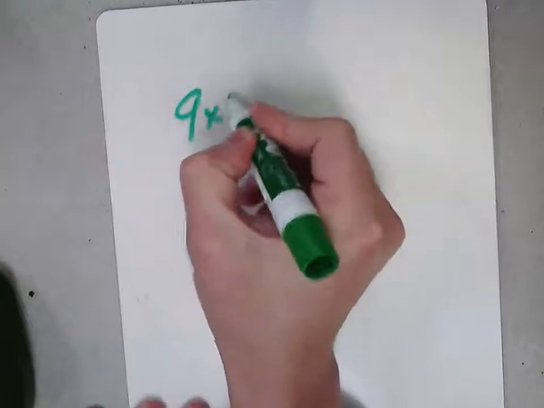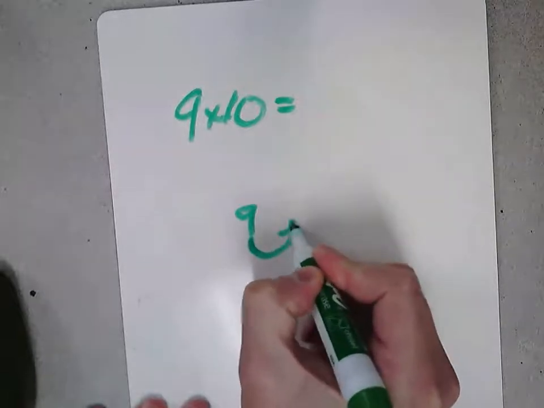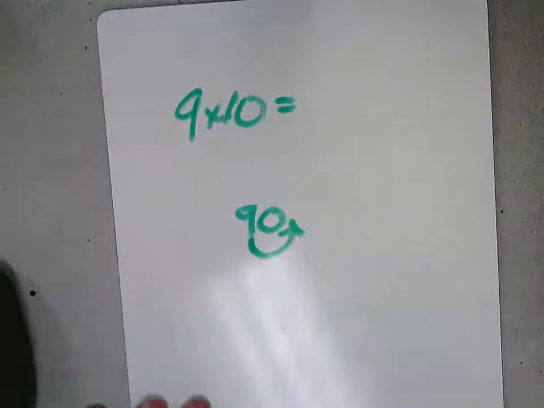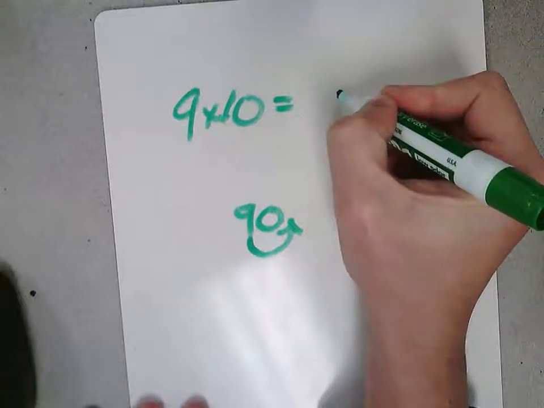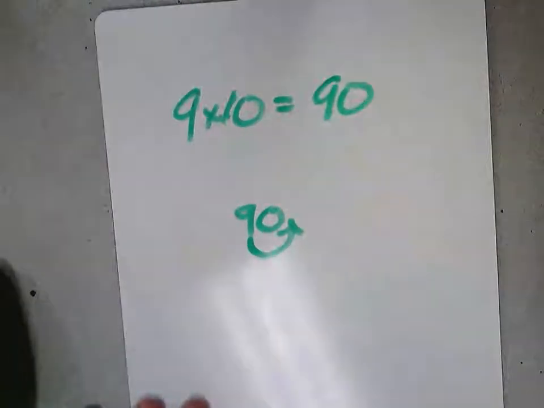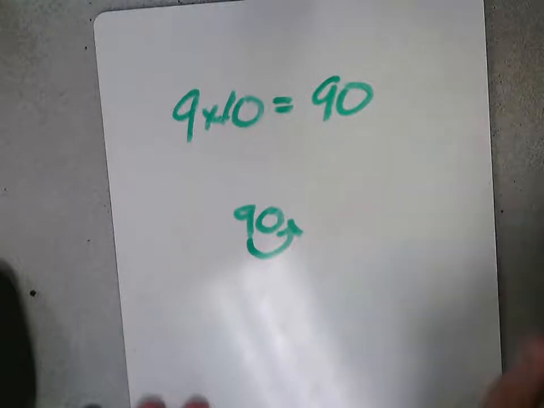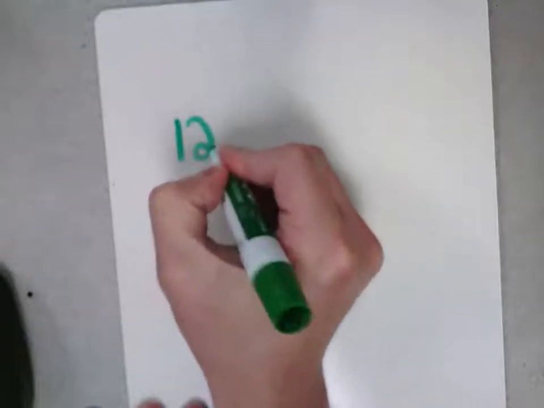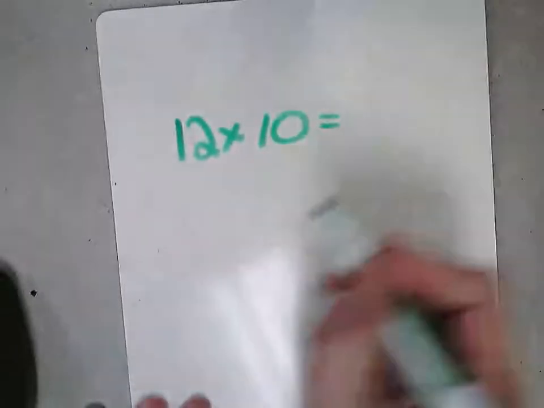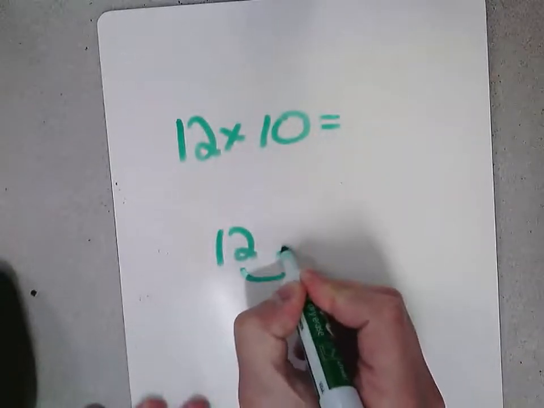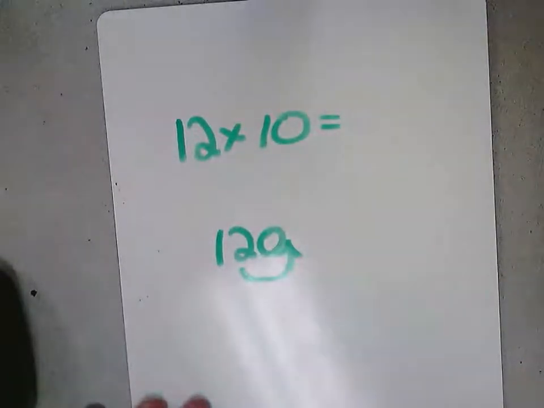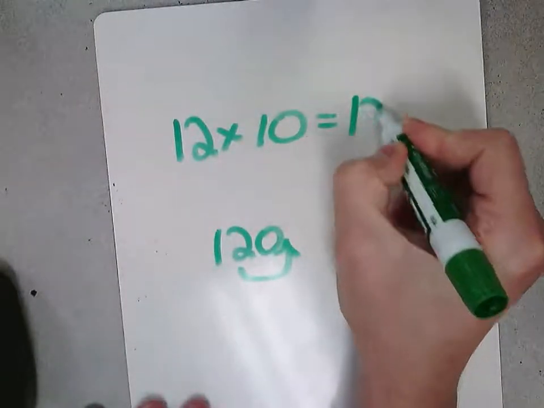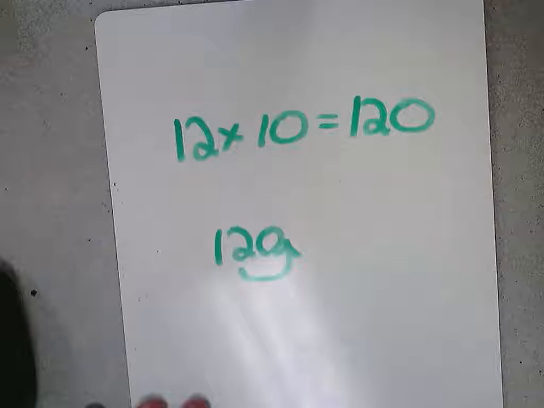Let's say 9 times 10. We think about our 9, we move that over 1, and when there is that gap, you fill it in with a 0. So 9 times 10, or 10 nines, is 90. Now slightly more complicated: let's say 12 times 10. If we have 12 and we move that over 1 and put a 0 where that would go, you end up with 12 tens, or 120.